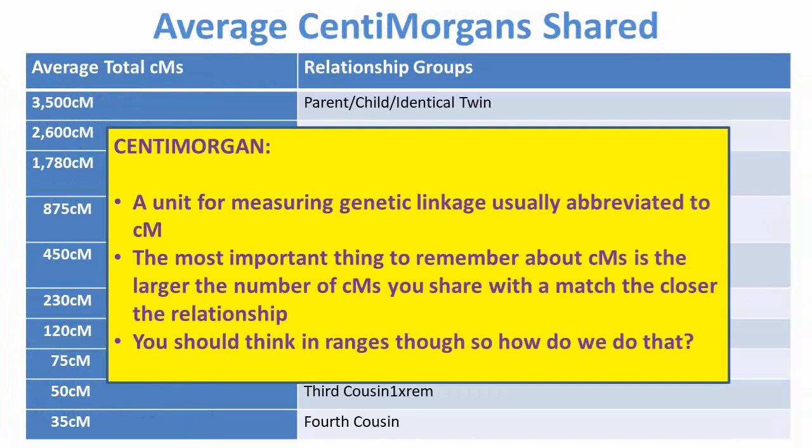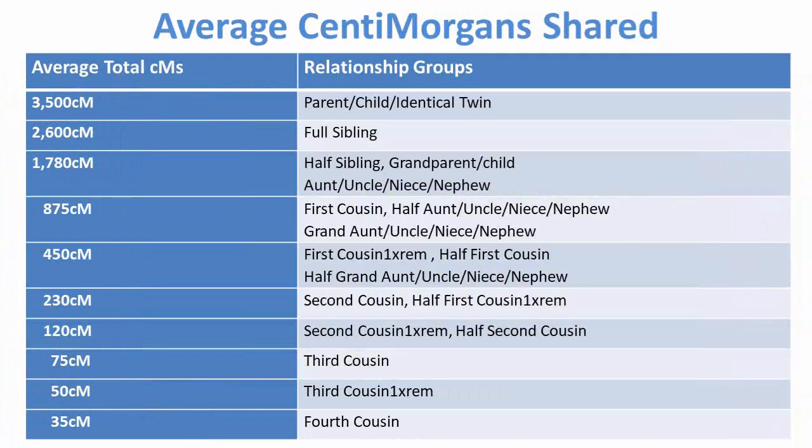That's really it. You should think in ranges though. So how do we do that? Well, first of all, let's look at the averages. 3,500 between a parent and a child.